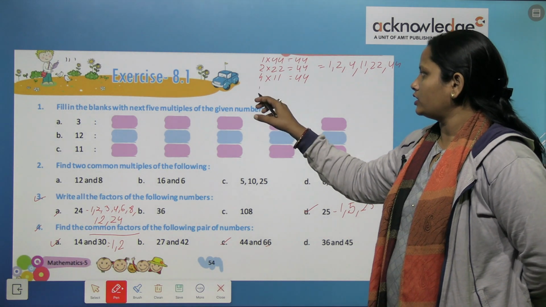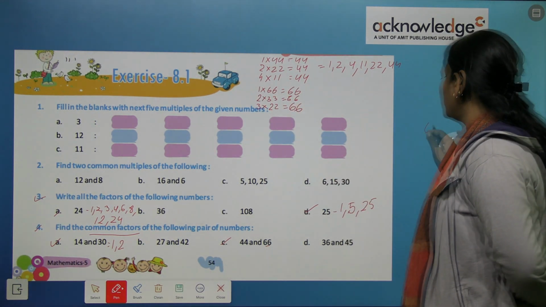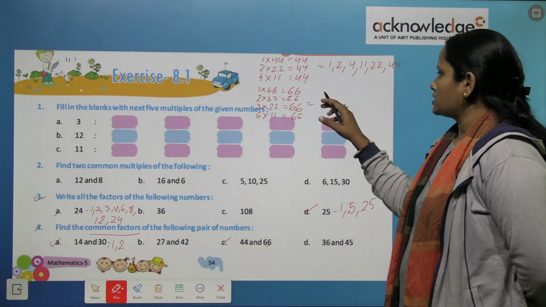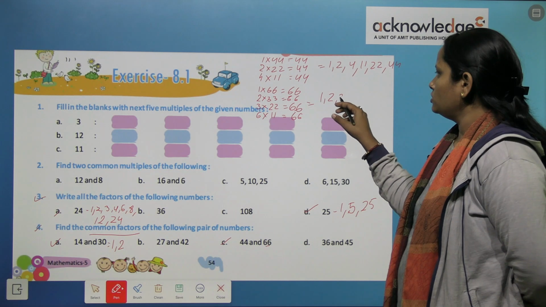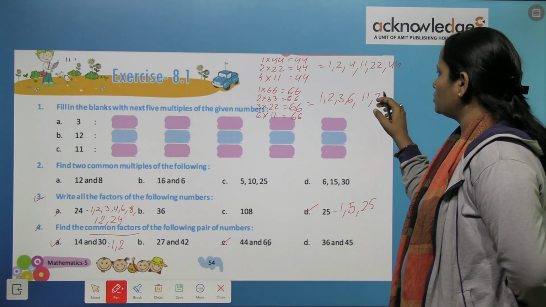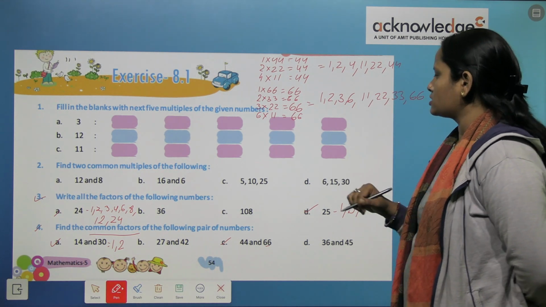Similarly, let's find the factors of 66. Let's divide 66 by 4. So 4 is not a factor of 66. So the factors of 66 are 1, 2, 3, 6, 11, 22, 33 and 66.